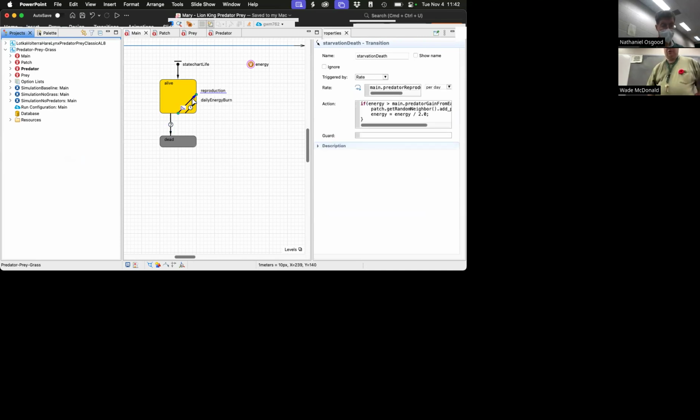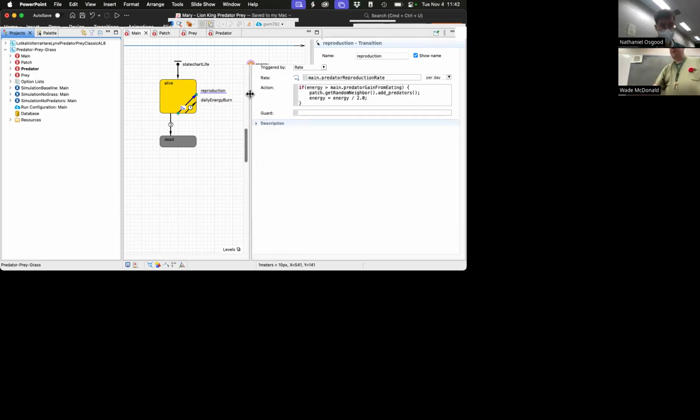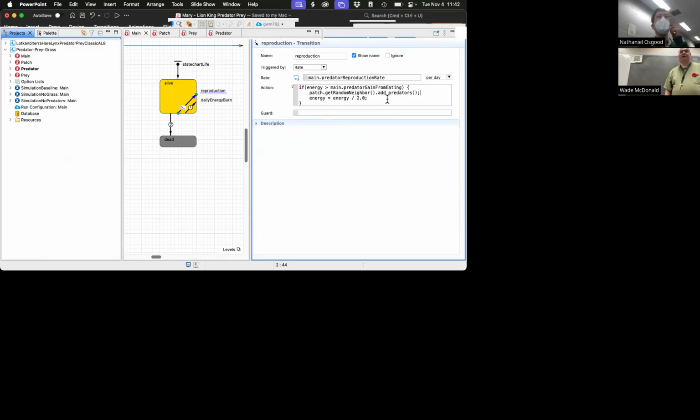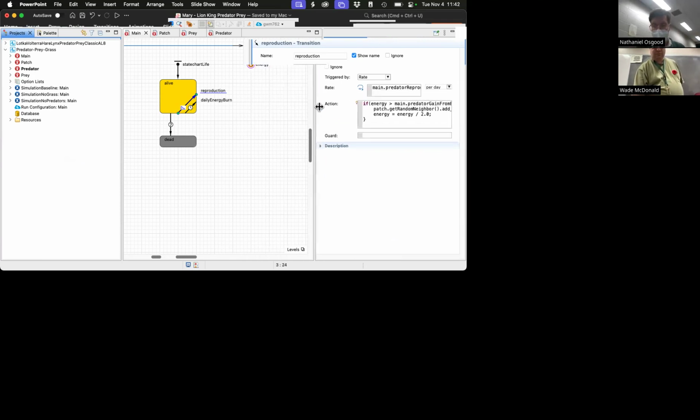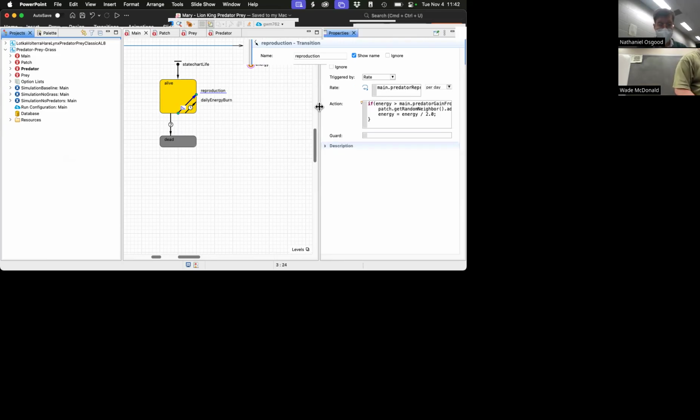And the other internal transition in the alive state that I didn't discuss yet is reproduction. And this works in the same mechanic for the predator and the prey, if they have enough energy, then they will add a new animal, and they'll suffer a loss of energy from the reproductive act. So those are the key agents.